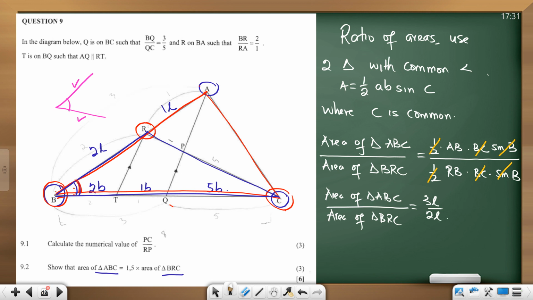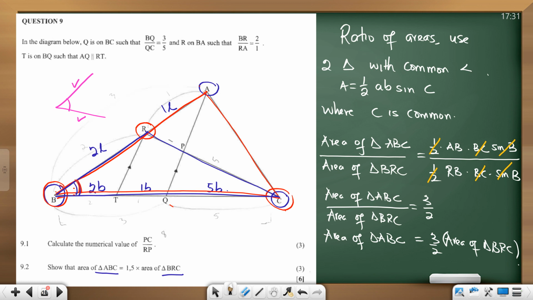What do you know about your L's? All right. So can I just throw that L out? So what do we have? 3 over 2. Look at the format of your answer. It says area of what? Triangle ABC. Can I multiply? What do I have? Area of triangle ABC equals to what? 3 over 2. I'm taking my area back there. What do I have? Area of triangle BRC. Is that what they ask us to prove? What is 3 over 2? 1.5.